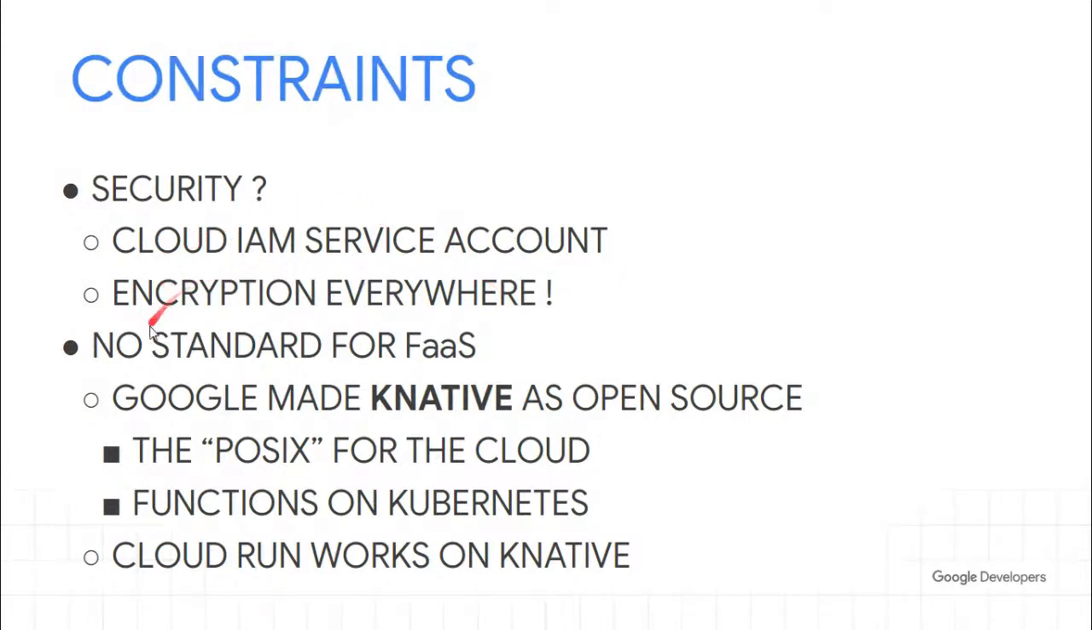Encryption is everywhere, but there is a problem: there was no standard for function as a service. That's why Google made Knative. Knative, they made it open source. Why? Because in the past, for example, people were making operating systems, but there was no standard. That's why they invented what we call POSIX. And the POSIX for Cloud 3.0 will be Knative.